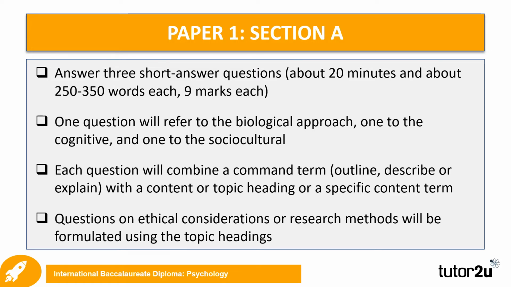In Paper 1, Section A, you will need to answer 3 short answer questions. Each answer should take you about 20 minutes to write and include between 250 and 350 words. Each question is worth 9 marks. In this section, 1 question will refer to the biological approach, 1 to the cognitive, and 1 to the sociocultural.